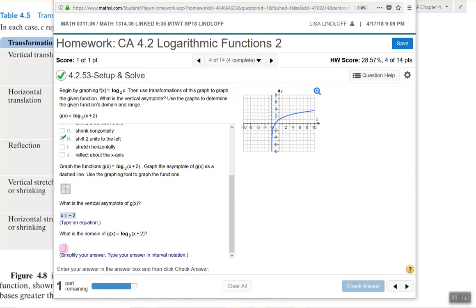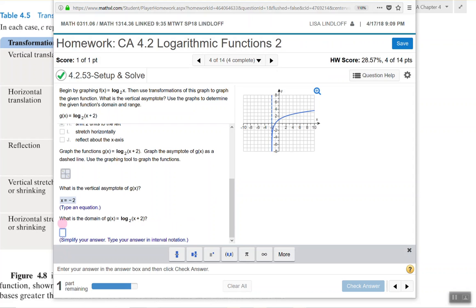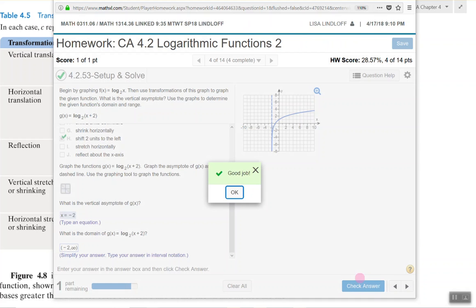Now it wants the domain. Something to consider is just looking at the graph. It is approaching -2, that's the leftmost, and then it's heading toward positive infinity. So I can choose the open interval notation. It is -2. I learned today from a student that if I tap tab, I will be able to put my infinity or my second value in there in the right spot. I don't have to delete the blue box. Check my answer.